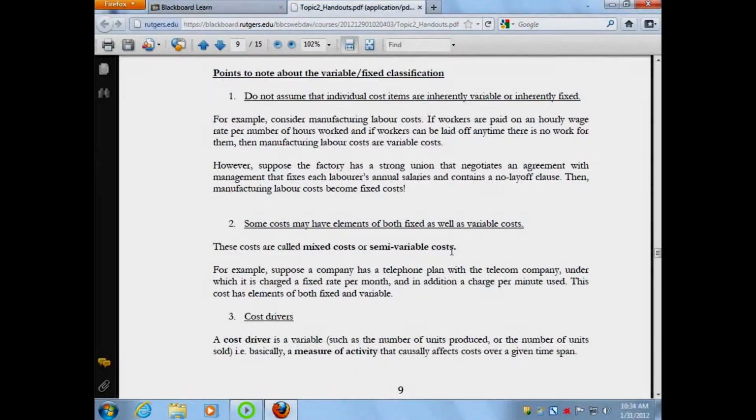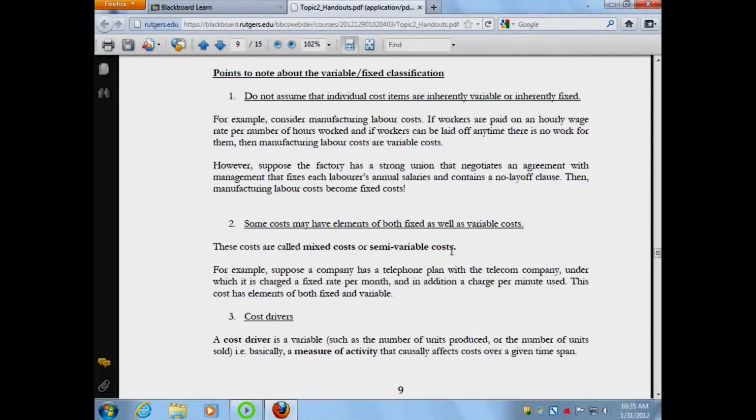Okay. Now suppose your normal usage is between, let's say, 1,200 and 1,300 minutes. Okay. What is your relevant range in that case? 1,000 to 1,500, right? So the relevant range in any case simply refers to what is the range within which you are operating and within which the cost retains a specific kind of behavior.